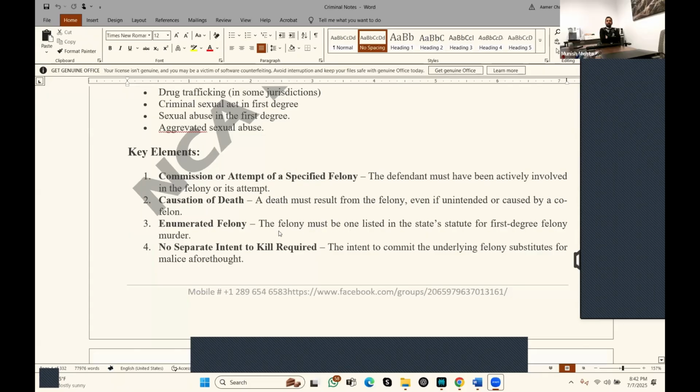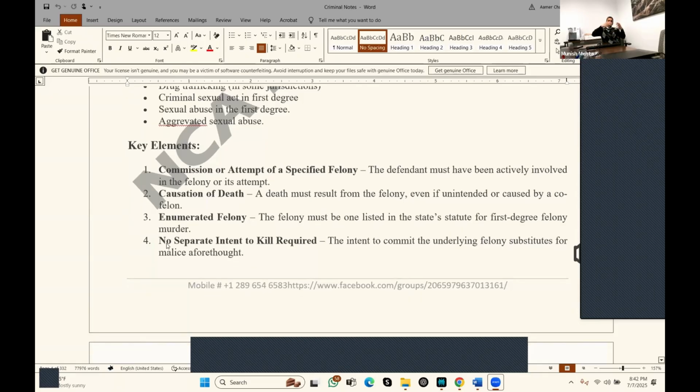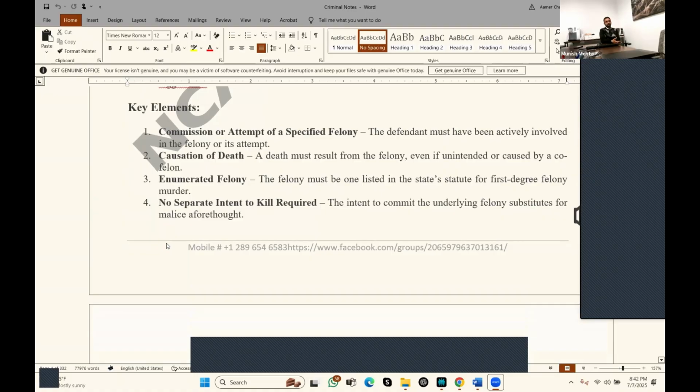Enumerated felonies: the felony must be one listed in the state statute for first degree felony murder. Every state has a different list of felony crimes, so it must fall under those. Next: no separate intent to kill is required. The intention to commit the underlying felony substitutes for malice aforethought. So that is basic felony murder.